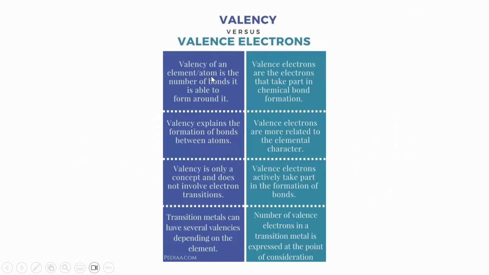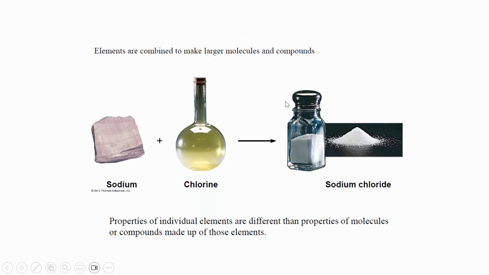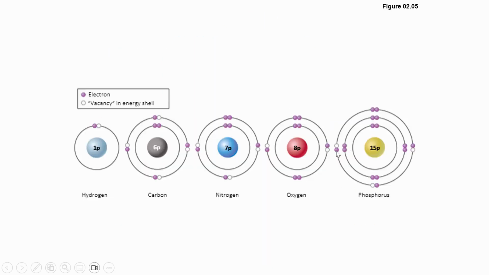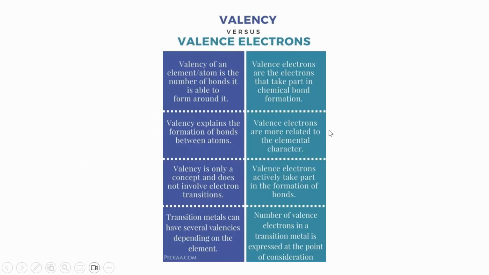Valency of an element or an atom of an element is the number of bonds it is able to form around it. The valence electrons are those that take part in chemical bond formation. So while these are the valence electrons in the valence shell, only these electrons out of all the electrons can actually participate in chemical bonds, and they'll do that in order to stabilize the atom.